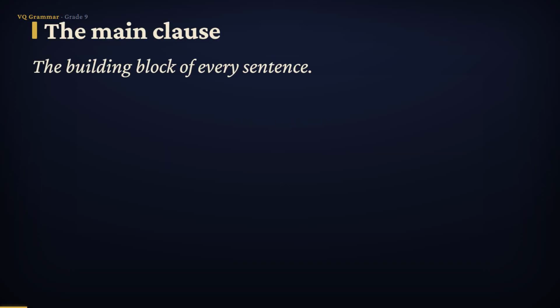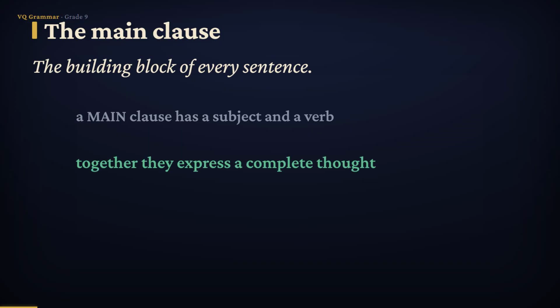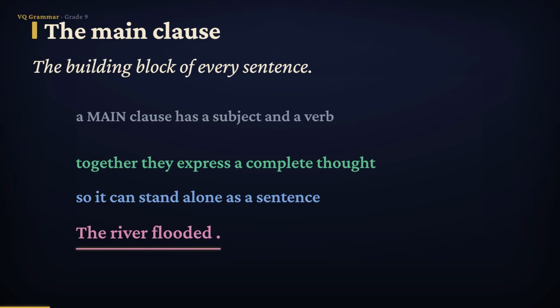Before we can tell sentences apart, we need one building block, the main clause. A main clause has a subject and a verb, and together they express a complete thought. Because it expresses a complete thought, a main clause can stand alone as a sentence all by itself. Take a short one, the river flooded. Two words, one subject, one verb, and it's already a whole sentence.